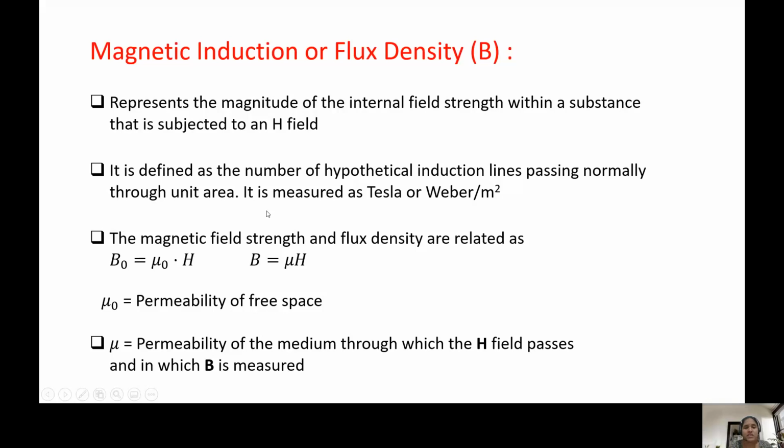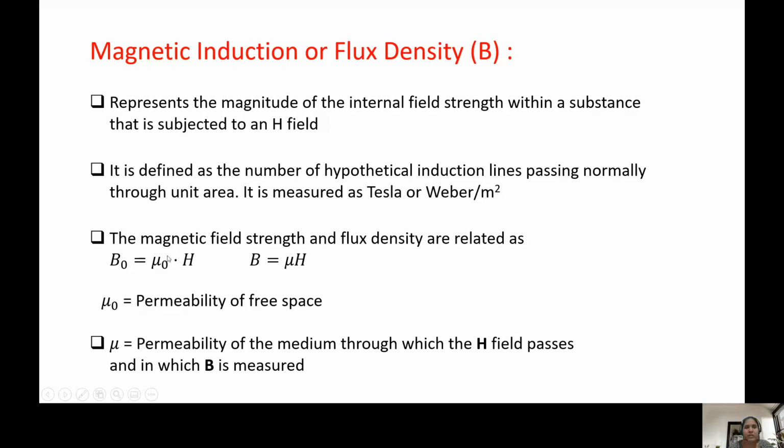It is measured as having the unit of Tesla or Weber per meter square. So as I already told, this magnetic induction will directly depend on the magnetic strength. If the magnetic strength is high, the number of lines of force passing through the material normally will also increase. So we can write like this: the magnetic field strength and the flux density are directly related. So we can write B is directly proportional to H.